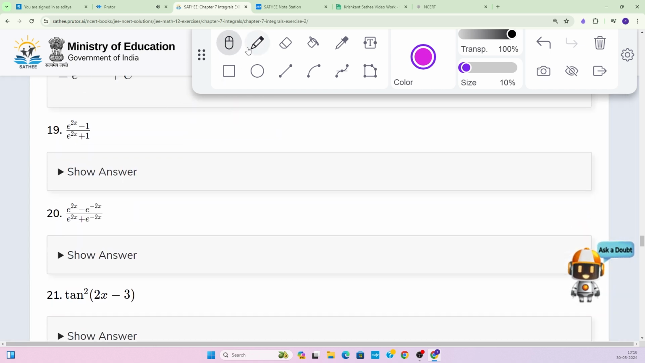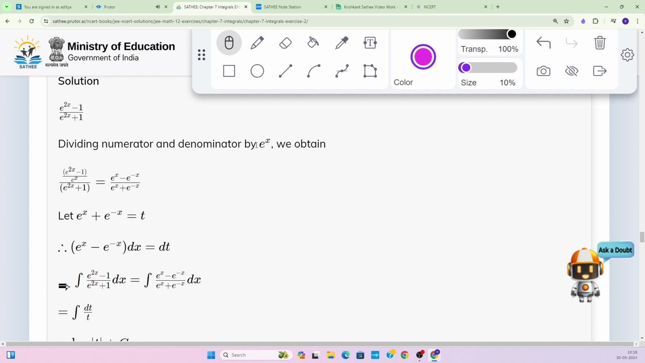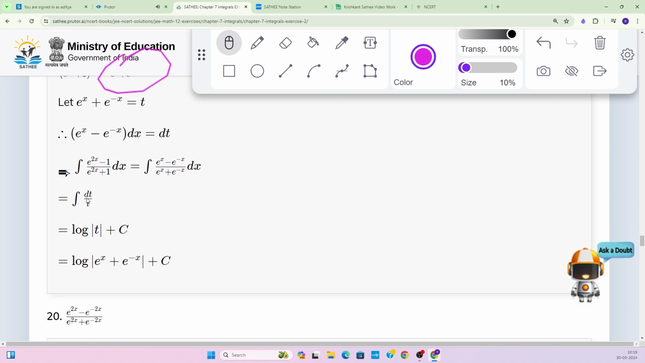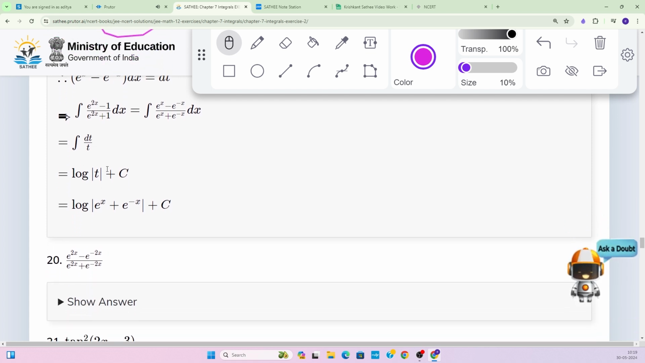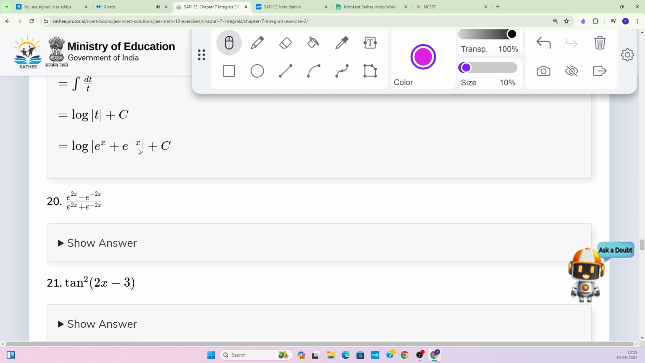Okay, now 19th problem. The 19th problem says e power 2x minus 1 divided by e power 2x plus 1. Dividing numerator and denominator by e^x, you will have this as your simplified version of the original expression. This means your simplified integration will be the integration of dt by t, which equals log mod t plus c, which equals log of modulus of e^x plus e power minus x plus some constant, your final answer.